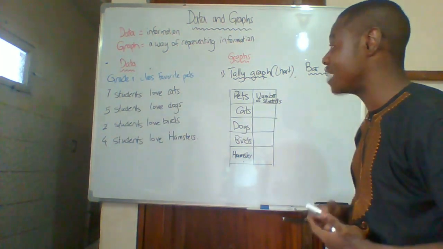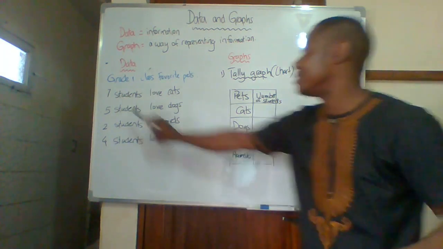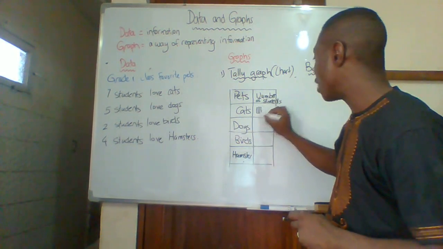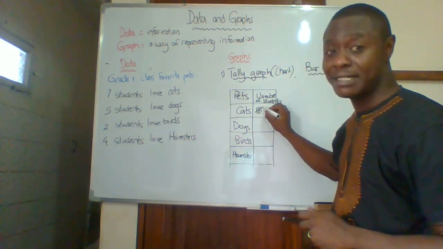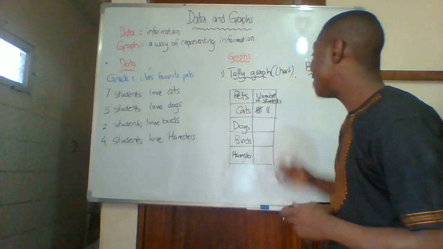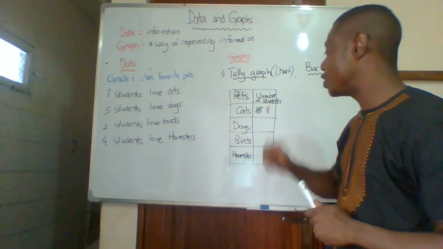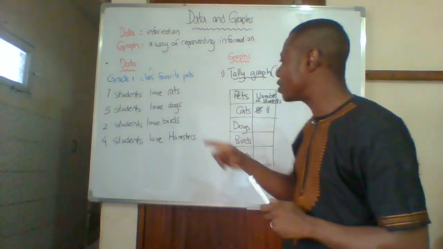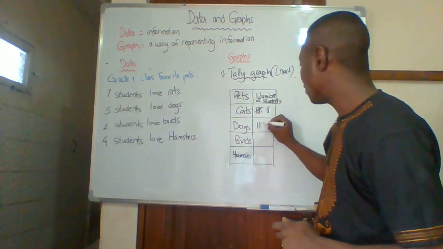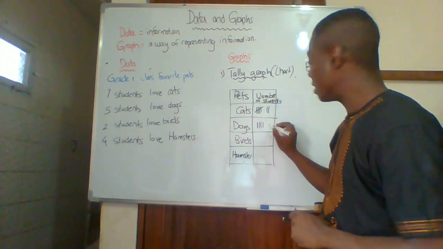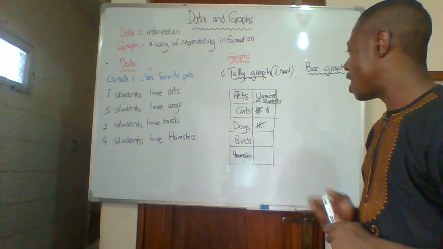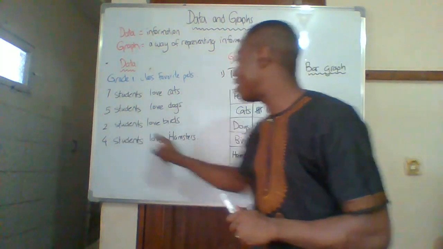So how many students actually love cats? It says 7. So I'm going to put 1, 2, 3, 4, and I put a 5 like this. The 5 crosses the 4. So it's 5, 6, 7 students. Now, how many students love dogs? There are 5 students. I'm going to count 1, 2, 3, 4. Since it's the fifth tally, it's going to cross out the 4. So 5 students.